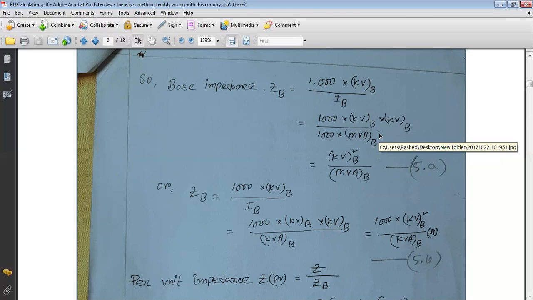So megavolt ampere, we have to convert this megavolt ampere to kilovolt ampere. That's why this 1000 comes. Whenever this 1000 comes, this megavolt ampere is converted to kilovolt ampere. So this 1000 and 1000 should be eliminated. That is the kilovolt square divided by the megavolt ampere. So this is the equation actually.